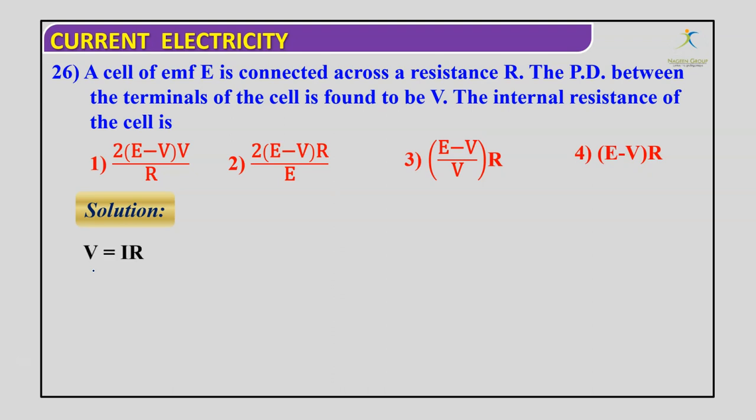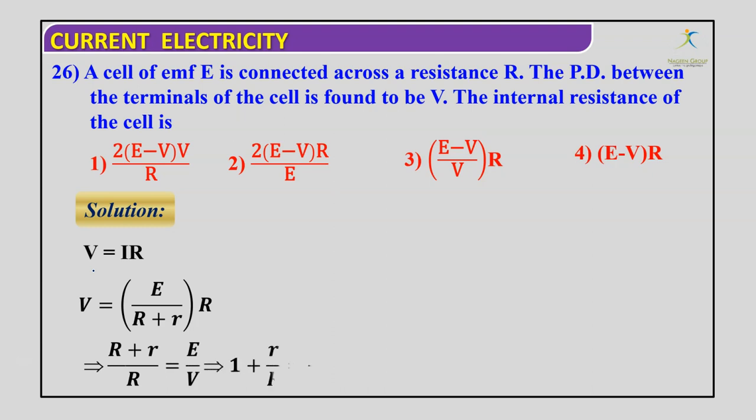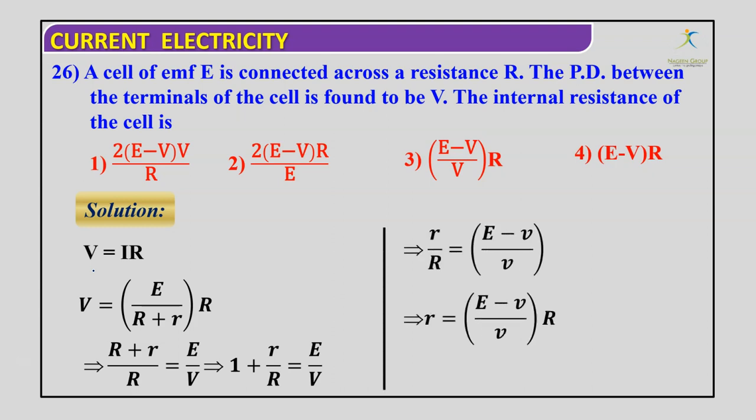The solution: V is equal to IR, we know. We put the value of I there and get the result. R plus r by R is equal to E by V. Or we can say 1 plus small r by capital R, which is the internal resistance divided by the external resistance, is equal to E by V. We put all these values together and get the value of r. That means the correct answer for this question is option 3. Hope you also get the same result.